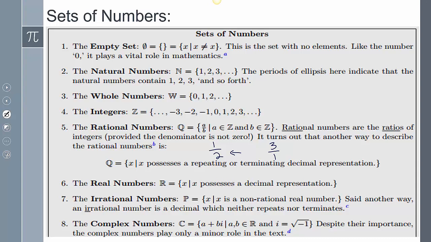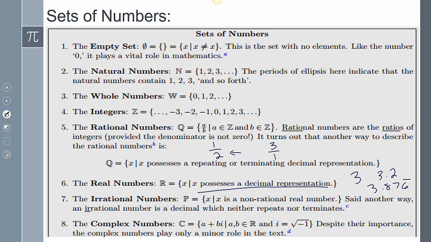Real numbers is any x that possesses a decimal representation. So 3, 3.2, 3.876 with a little dash over it. However you want to represent it, it's just any real decimal representation. Rational numbers are real numbers, integers are real numbers, whole numbers are real numbers, natural numbers are real numbers.